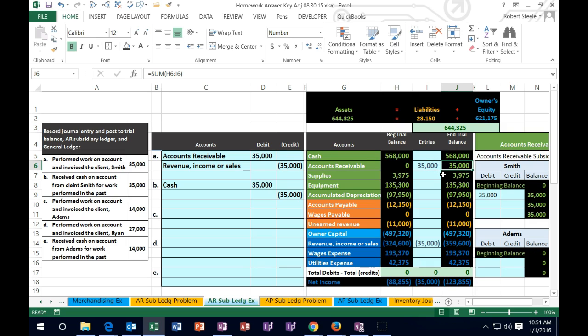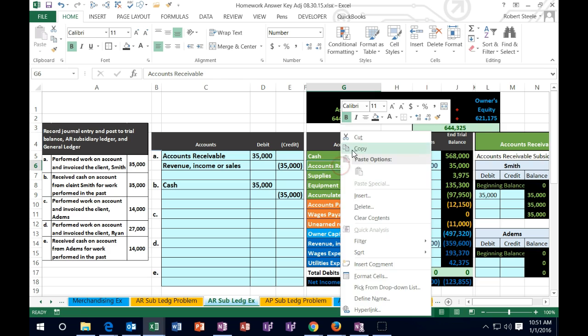We do the opposite thing to it as what it is. That's a debit. Therefore, we need to credit it to make it go down. We already knew that because we debited cash. So that's where the credit's going to go. It's going to make the receivable go back down to 0. So I'm going to copy that.